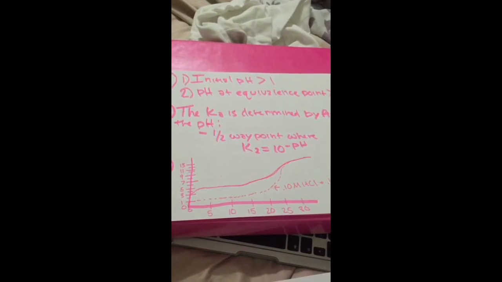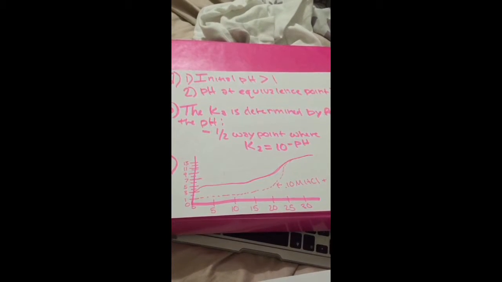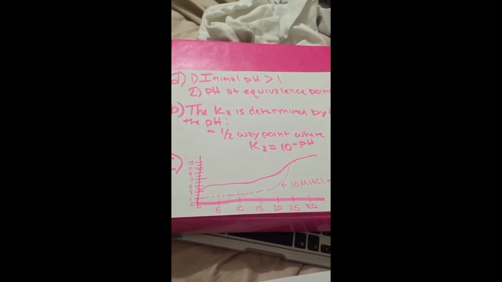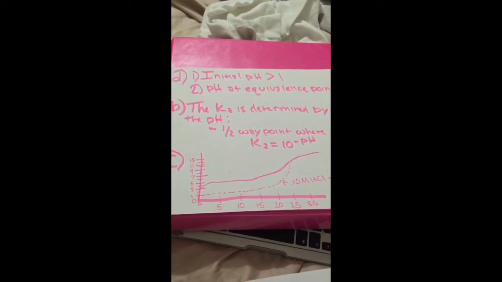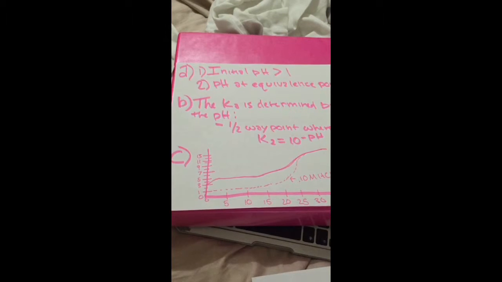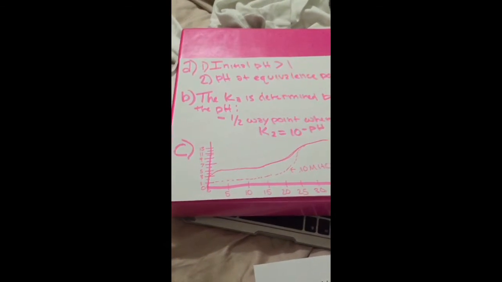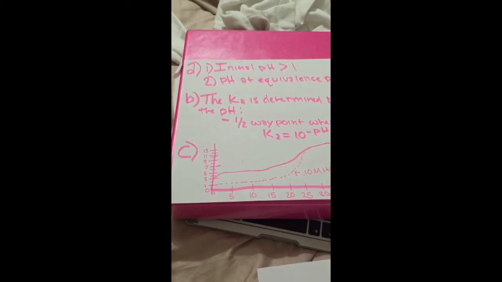For part B, describe one method by which the value of the acid dissociation constant for HA can be determined by using the graph above. So in order to find the acid dissociation constant, we can use the halfway point, where Ka equals 10 to the negative pH.